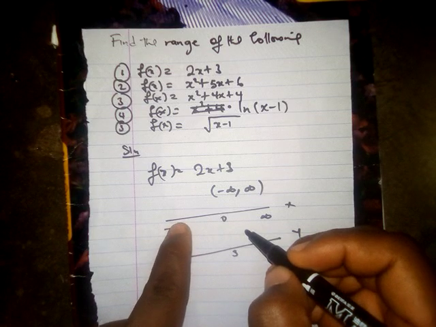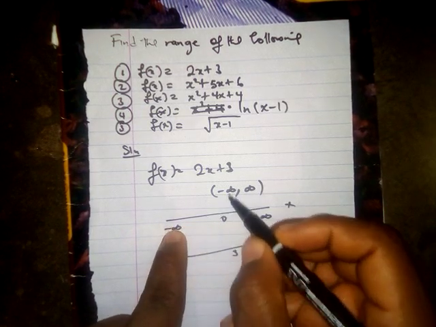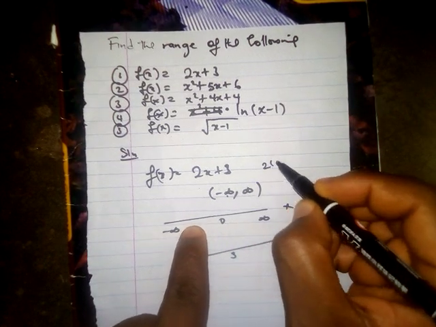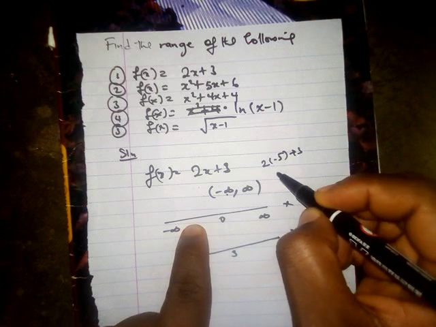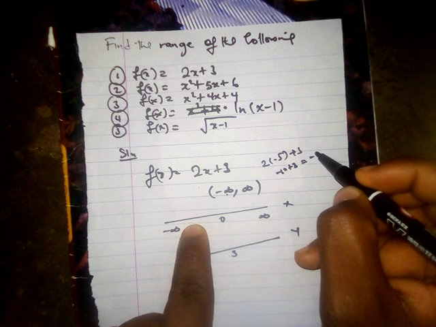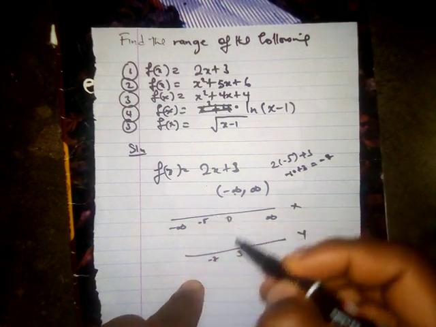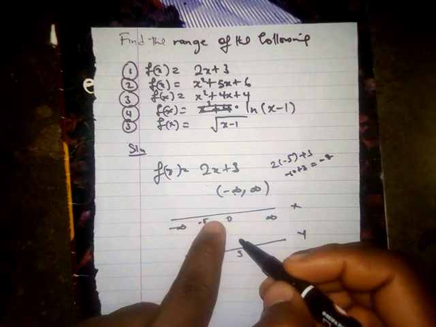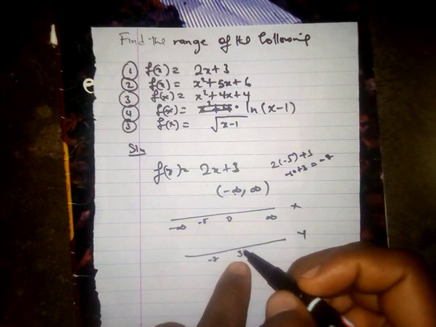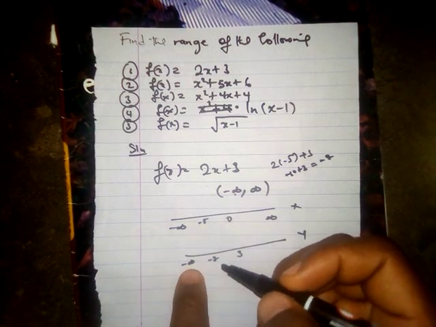Now going through the negative part, we know we can't put this because this is not included. So going through the negative part, if I take x to be minus 5, then 2 times minus 5 plus 3 will be minus 10 plus 3. So 3 minus 10 will give me what? Minus 7. If I keep going, if I keep increasing my values to the negative part, my corresponding value of y will keep increasing to what? The negative part. So it is increasing to minus infinity.